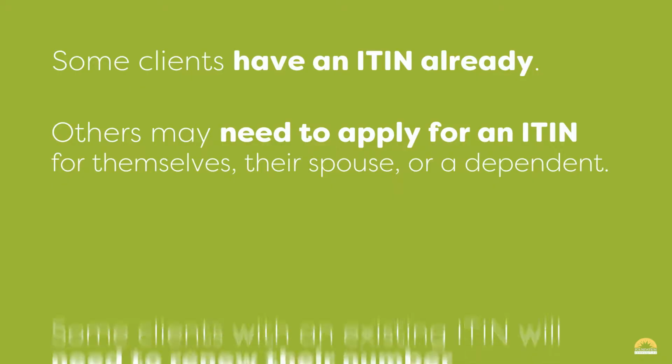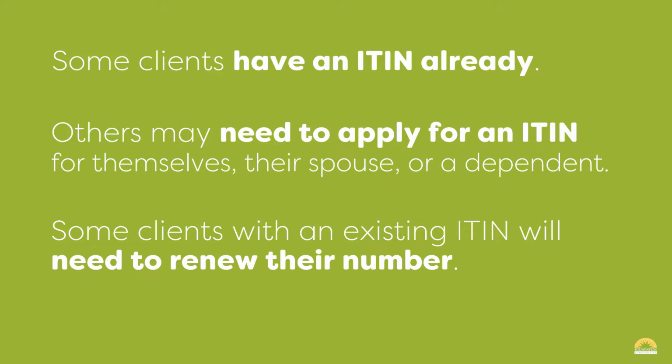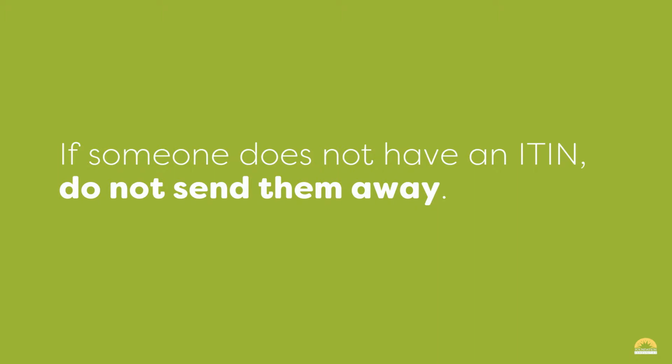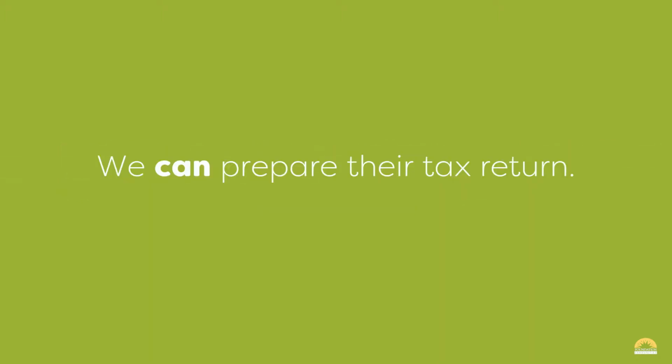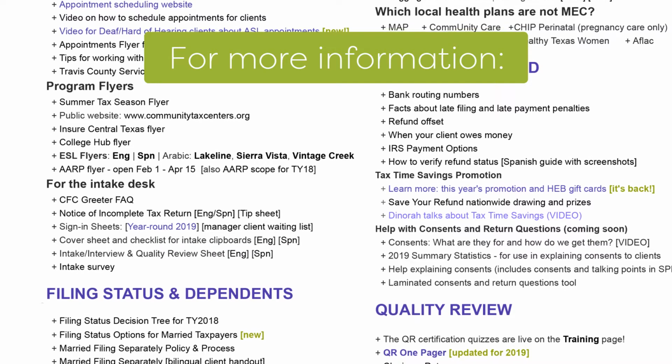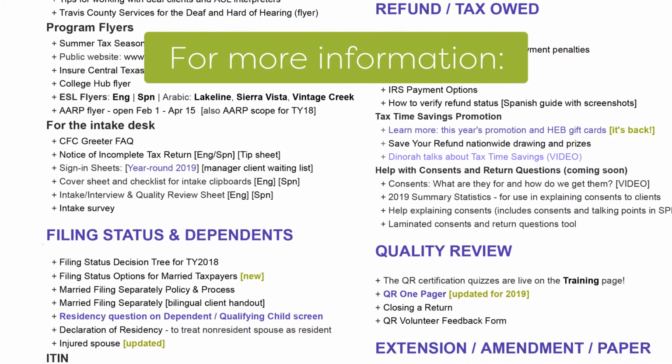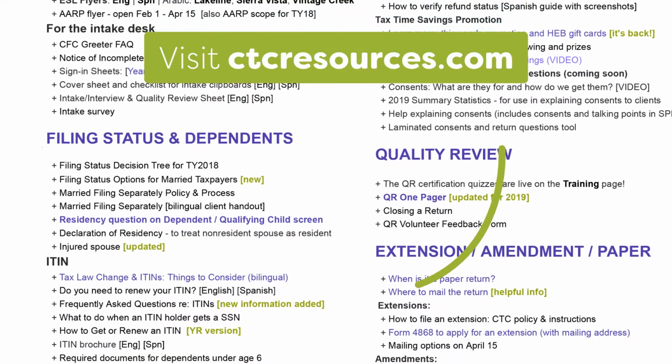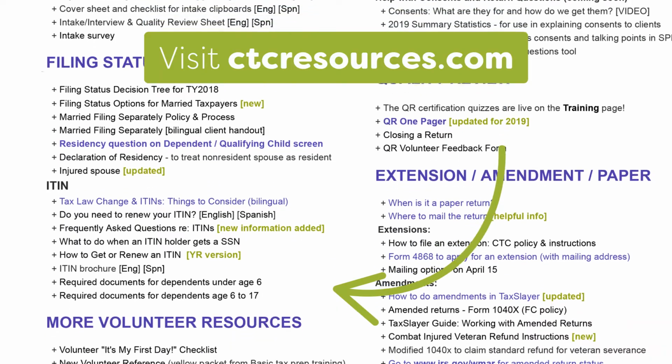Unlike Social Security numbers, ITIN numbers do expire and will need to be renewed. So some clients with an existing ITIN will need to renew their ITIN number to continue filing their tax returns. The most important thing to remember is, if someone does not have an ITIN number, do not send them away. We can prepare their tax return and the ITIN application form at the same time. For more information about individual tax identification numbers, refer to the ITIN section on CTC resources.